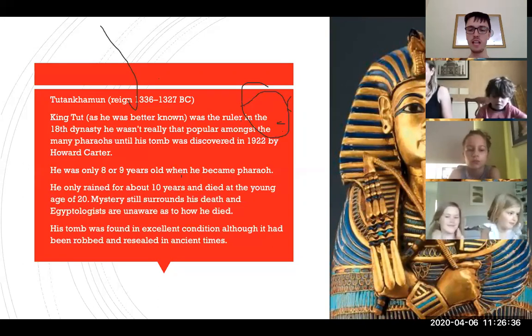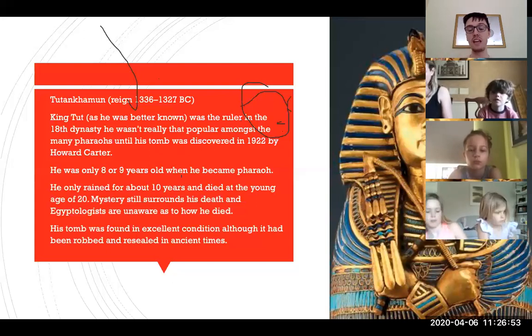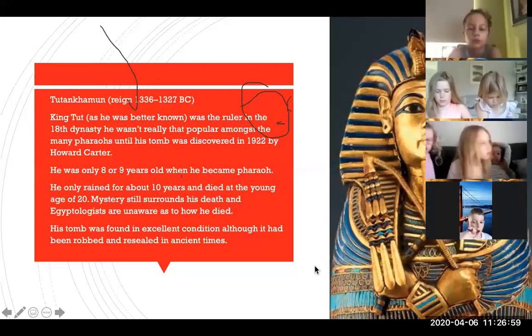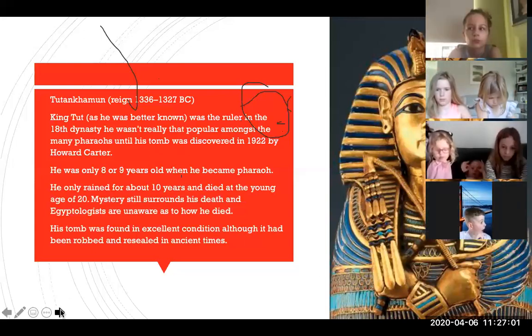So he reigned for about 10 years. Unfortunately, he died when he was 20. We're not sure how he died. It could have been a murder. He could have died from eating something dodgy. We're not sure. We don't know. We're not sure if we'll ever know. But his tomb was found in an excellent condition. We believe it had never been robbed, and it was sealed so well that everything he was buried with was still in there. So that was one of the best archaeological discoveries of ancient Egypt that we've ever made.